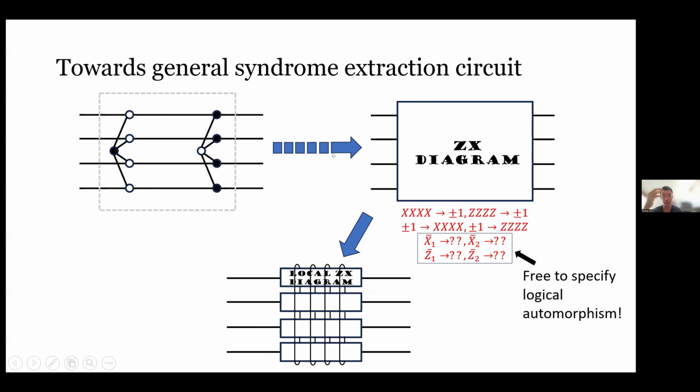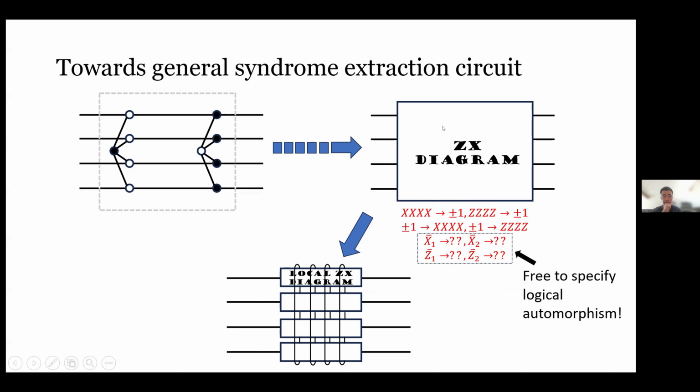So it measures incoming stabilizers of your code, and it generates another set of stabilizers on the outgoing side of the black box, right? And along the way, the logical operators, because we haven't specified what they do, we have to make sure that they go through this box. The logical information is preserved by this circuit. So that leaves us a freedom to specify what logical automorphism this black box can perform. So in total, this is a general picture of a syndrome extraction circuit.